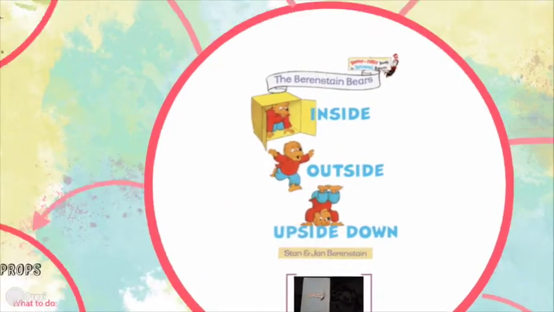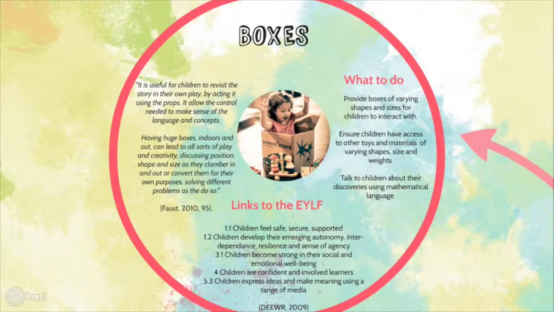The next activity involves providing the children with different sized boxes to explore. Forrest explains that it's useful for children to revisit the story in their own play by acting it out with props. It allows the control needed to make sense of the language and concepts. I'd also provide teddy bears and other materials for children to use to interact with the boxes. Providing material of different sizes and weights would introduce relationship terms such as empty, full, big, little, heavy, light, as children put things in the boxes and move them around.